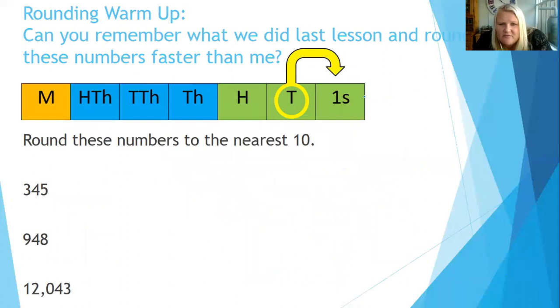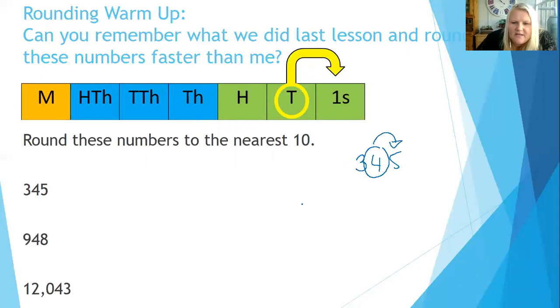I want you to have a go at rounding these numbers to the nearest 10, and can you do it faster than I am? I'm going to talk it through. Can you get there before me? Don't forget, 1, 2, 3, 4 rounds down, 5, 6, 7, 8, 9 rounds up. So 345. I know that I'm rounding to the nearest 10, so it's this digit that's going to tell me 340 or 350. It's a 5, and 5 rounds up, so it's going to round up to 350. You've got it.